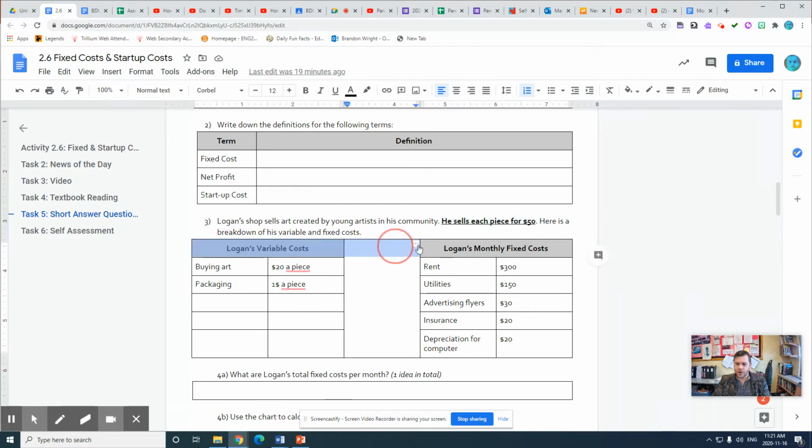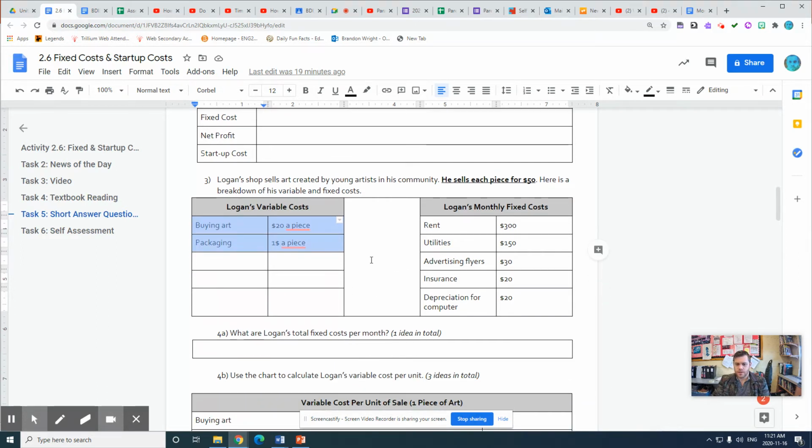He has two types of costs, his variable costs and his fixed costs. These costs do not change depending on how much art he sells. These costs do change. The more art he sells, the more he's going to spend in his variable costs. All right, pretty straightforward so far. What are Logan's total fixed costs per month? Simply add these numbers up.